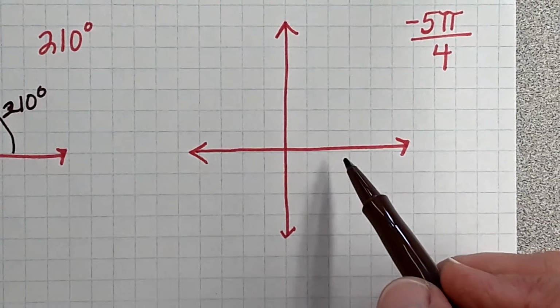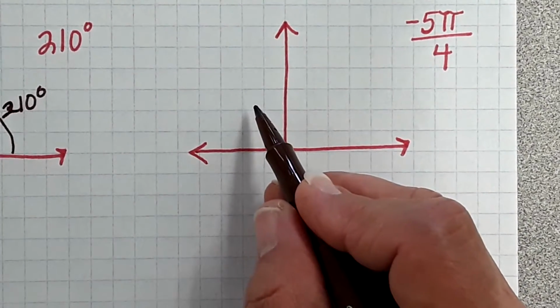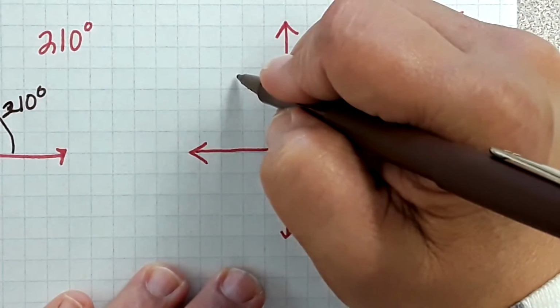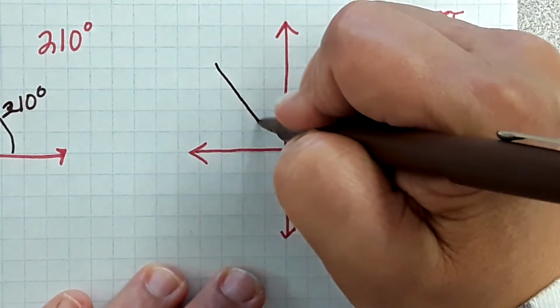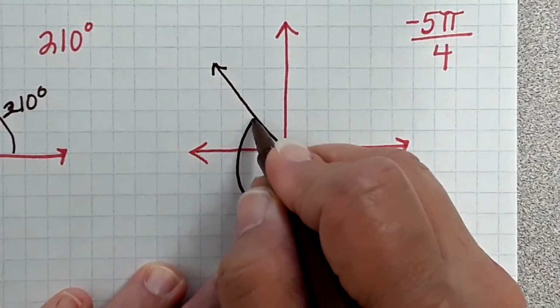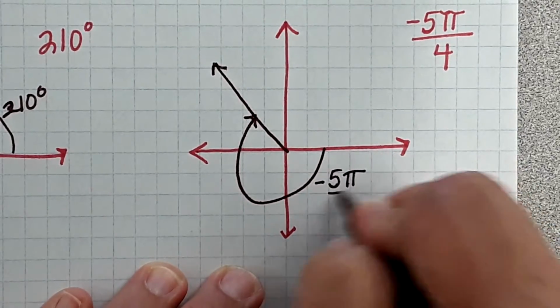So if you think backwards, where would it be? Would it be here or here? Where would 5 pi over 4 be? So we're going to draw our 5 pi over 4, and we're going to go like this. So this is negative 5 pi over 4.